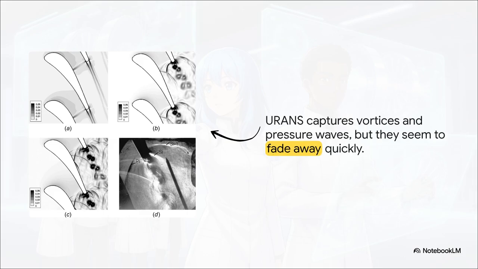Now let's look at URANS. And wow, this is a huge improvement. You can clearly see the vortices shedding off the back edge, and you can see those pressure waves moving outwards. But look closely. The structures seem kind of weak, right? Overly dissipative. That means they lose their energy and just fade out way faster than they should. It sees what's happening, but it doesn't quite capture its strength.